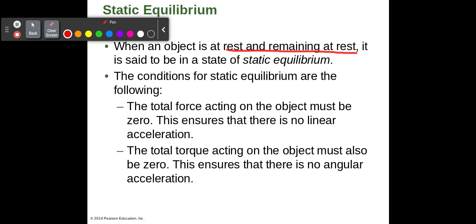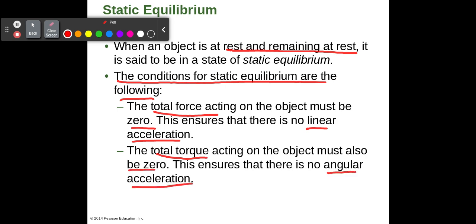And that means there are two conditions that have to be followed. The total force acting on the object has to be zero, so that means that there's no linear acceleration. And the total torque acting on the object must be zero, so there's no angular acceleration. So something that's in static equilibrium is not moving. It's at rest and it stays at rest. It's not moving linearly, and it is not moving rotationally. Okay, so that is what we're talking about with static equilibrium.